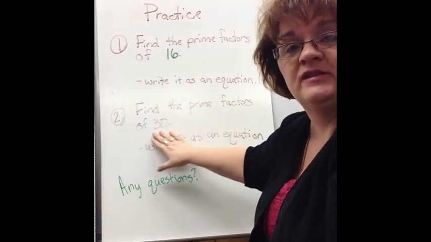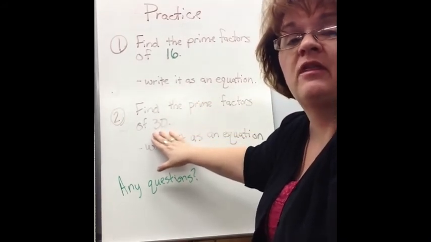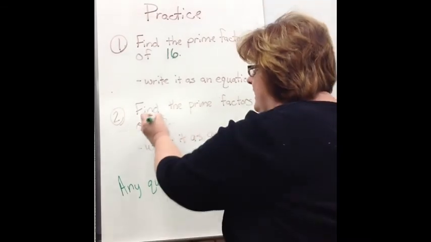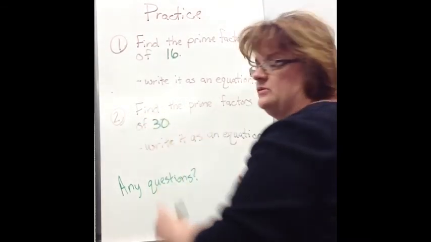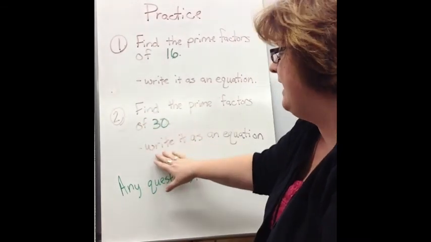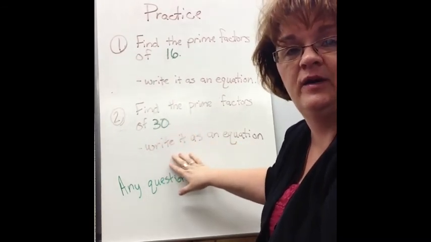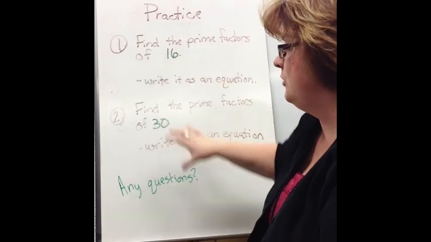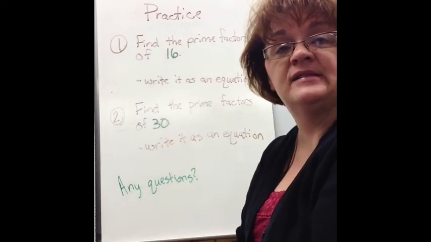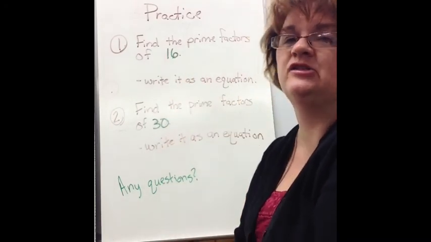Your second problem is going to be find the prime factors for the number 30. Okay? I know that marker I wrote in is kind of light, so we're going to make it dark there for you. Okay? Then, as soon as you get done with the factor tree on that, write that as an equation. Do those 2 problems, have them ready for class tomorrow, and then also write down any questions that you may have.